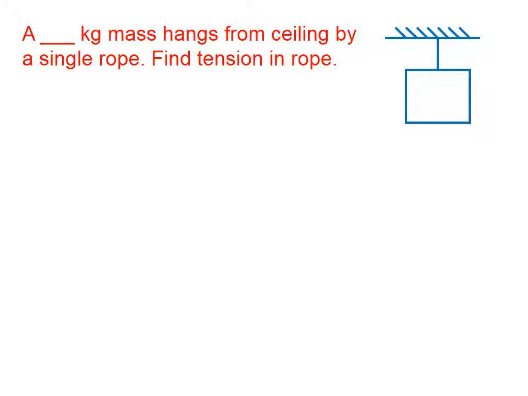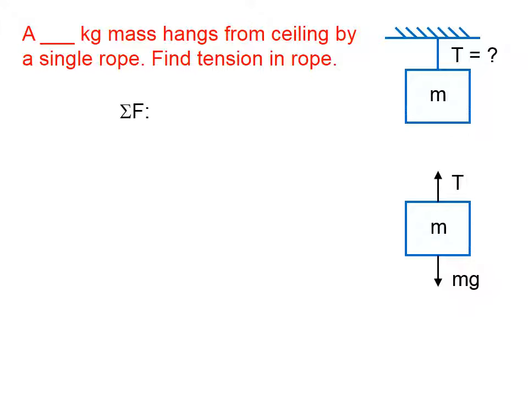mg, the weight, acts straight downward, and the tension in the rope acts upwards. And that's it. So now let's sum the forces in the up and down direction. It doesn't matter which way is positive, but you have to choose one way to be positive, so I'll choose up to be positive. Tension up minus mg down, and by Newton's second law, the sum of the forces should equal the mass times the acceleration in the up and down direction, in this case.